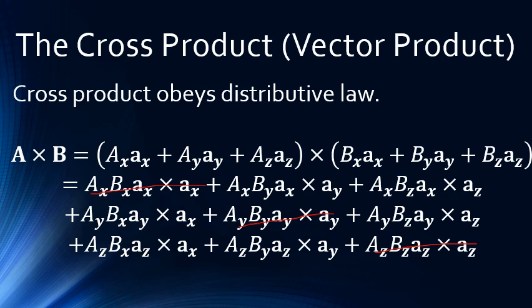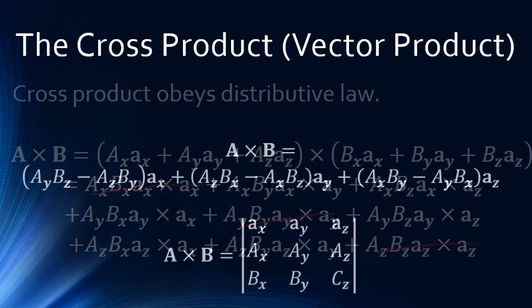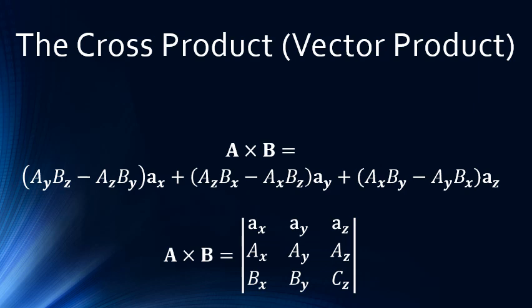Then, mapapansin natin na ang ax cross ay is az, ax cross az is -ay, ay cross ax is -az. So, kapag ginawa natin yun, okay, sinimplify natin, ito yung magiging kalalabasang formula. Yan. A cross B equals itong formulang to.